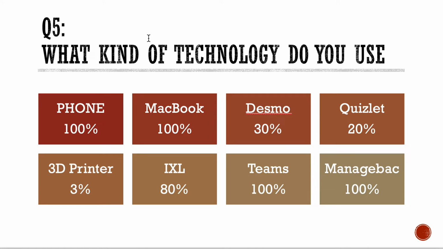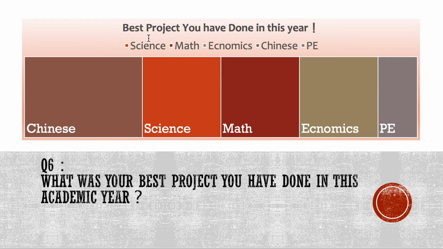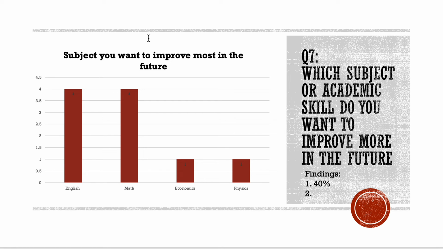The technology we use, as with the teachers, is similar: managed MacBooks, 3D printers, Teams, and managed Quizlet. The best project they have done this year is in Chinese, because it's about drama and a favorite Chinese drama, and then the science and the math as well. Okay, and the last one: which subject and academic skills do you want to improve more in the future? Most of the students are struggling with math and English, for English learners, and I think those two subjects are highly demanded.